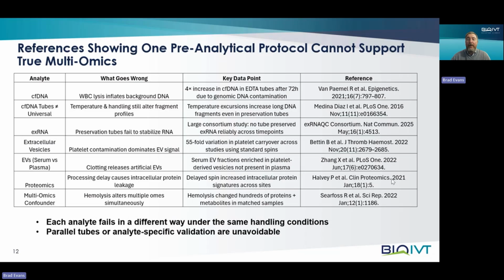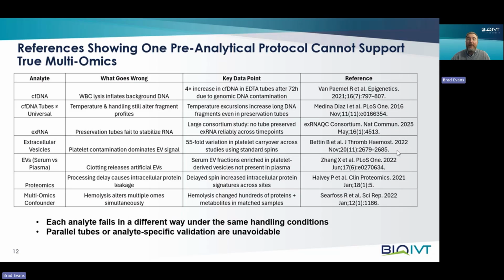For EVs, platelet contamination can dominate the signal, and standard centrifugation protocols show huge variation in platelet carryover. Serum introduces even more artifacts through clot-induced vesicle release. For proteomics, processing delays lead to leakage of intracellular proteins, shifting protein signatures in ways that look biological but are handling driven. And hemolysis acts as a cross-omic confounder, altering proteins, metabolites, and nucleic acids simultaneously.